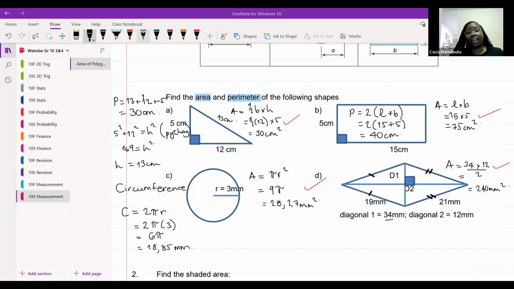Okay, now for the diagonal or for the heights, this is going to be quite easy because they've given us all the information we need. If this side is equal to 19 millimeters, we know that that side will also be equal to 19 millimeters because of those 2 lines. Those 2 lines tell us that these 2 sides are equal to each other. And if this side is 21 millimeters, this side is also 21 millimeters. We can calculate for the perimeter of this side. Perimeter is equal to 2 of 19 plus 21, which should give us 80 millimeters.